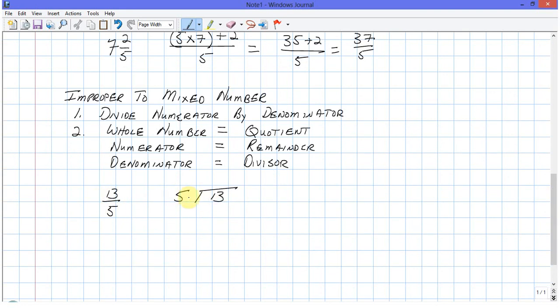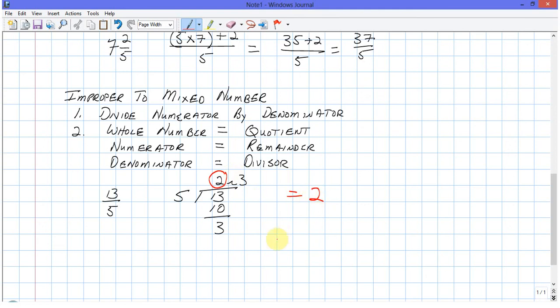We're going to do it by hand because we need the remainder. 5 will go into 13 twice. 2 times 5 is 10. And I get a remainder of 3. Okay, so what's going to happen here is, according to what we have, the whole number is going to be the quotient. Okay, so here's my answer. That's the 2. That's going to go out, and that's going to be the whole number. So I got 2.